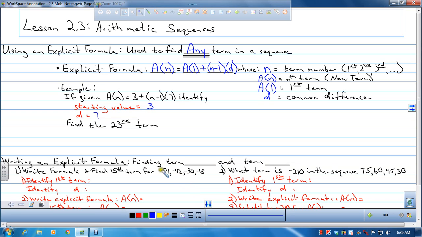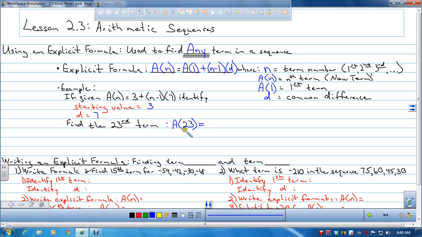But do you really want to add 7 23 times? I don't particularly care to do that. So that's why we have this formula right here. If we're going to find the 23rd term, I need to know first off that that is represented by a of 23. Okay? Because I'm looking for the 23rd term. That means my n value is 23, or the 23rd position in that sequence. Okay?